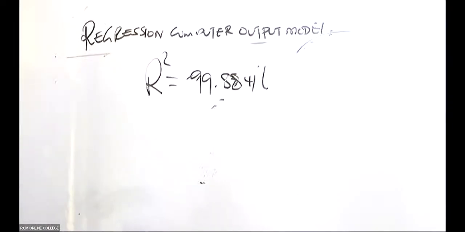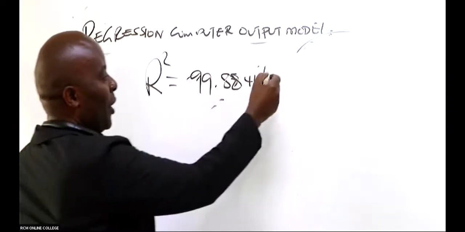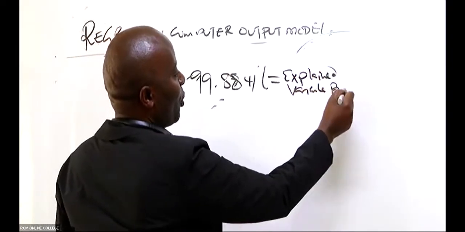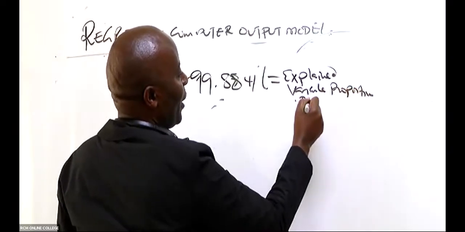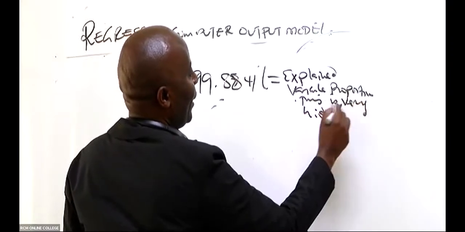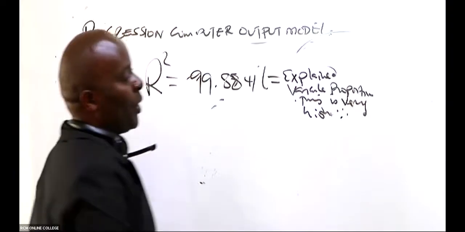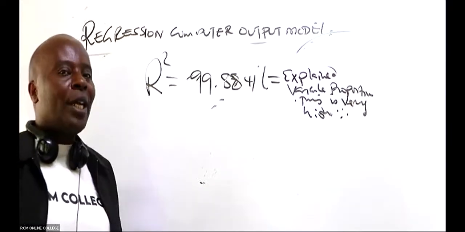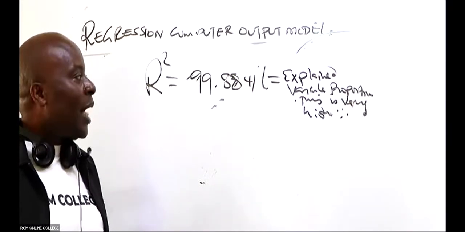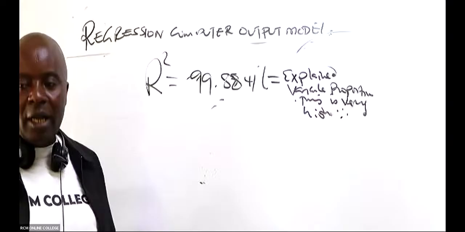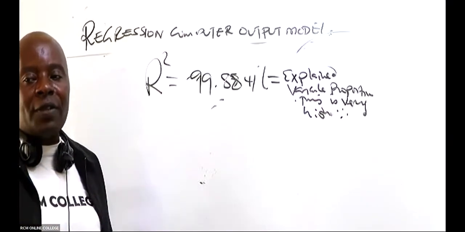So they want me to explain the significance of this statistic. How do I interpret this, ladies and gentlemen? It means that X1 and X2, remember this is the explained variance proportion, is very high, and therefore the model is excellent for prediction. You'll get all the marks. 99.8841% is really excellent.